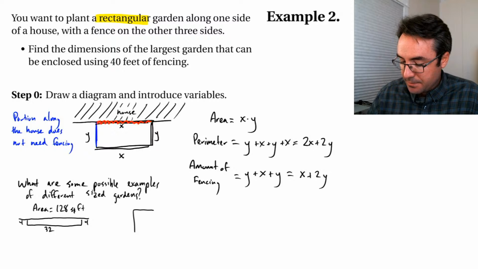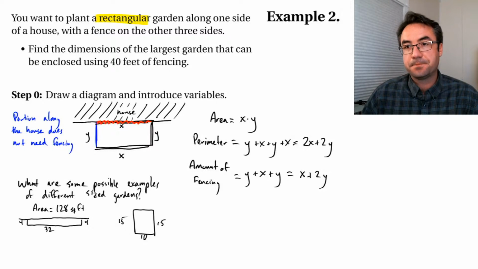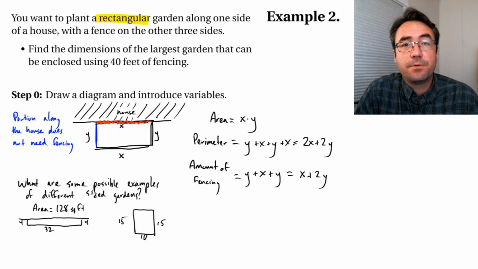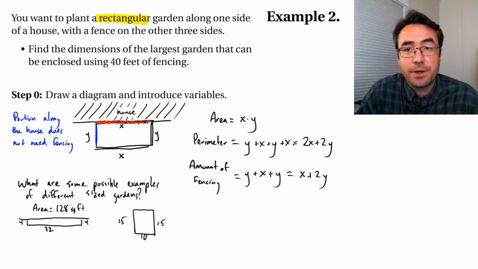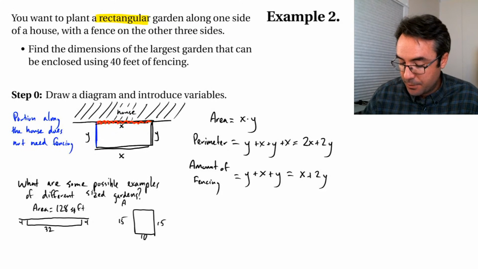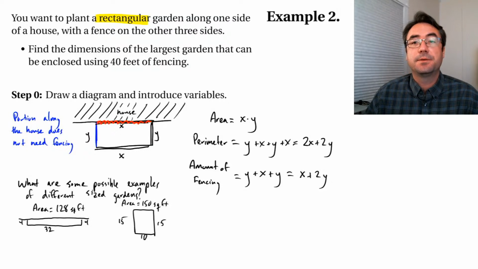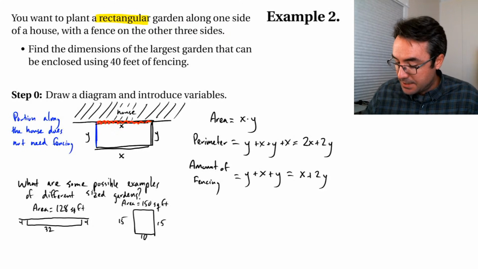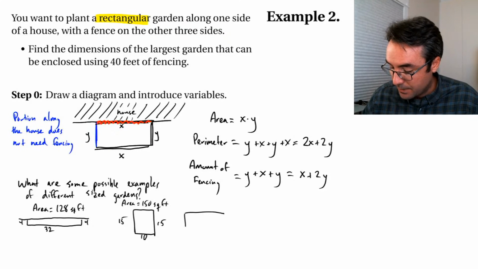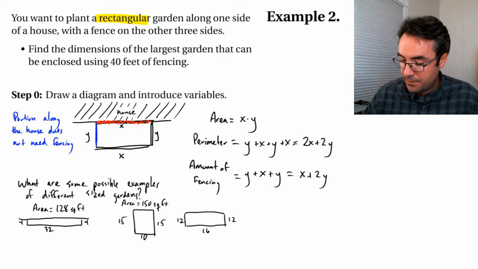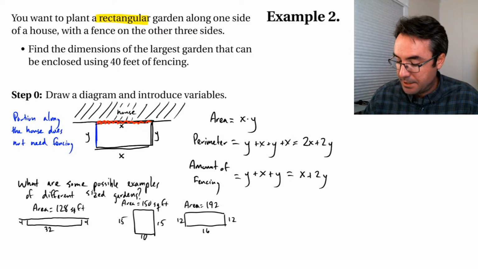We might have something maybe like 15, 15, and 10. So those three sides of fencing would add up to 40. And in this case, the area would be 150 square feet, so a little bit larger. And then possibly we might have a rectangle 12, 16, and 12, where the area would be 192 square feet.